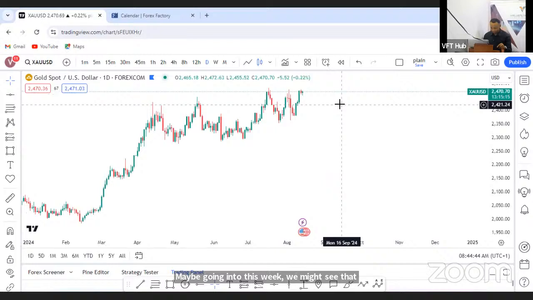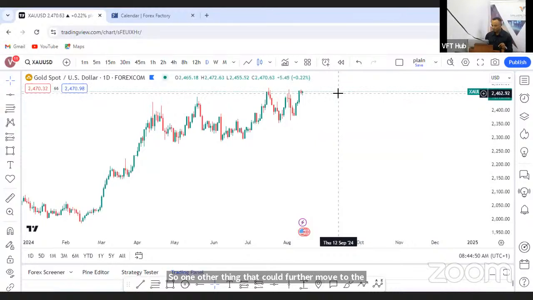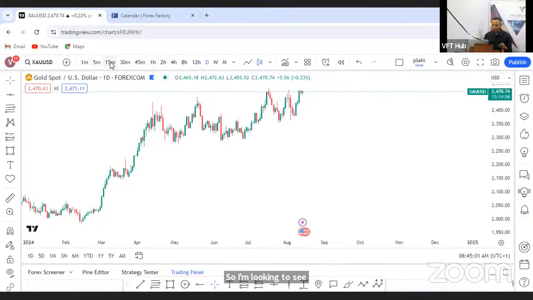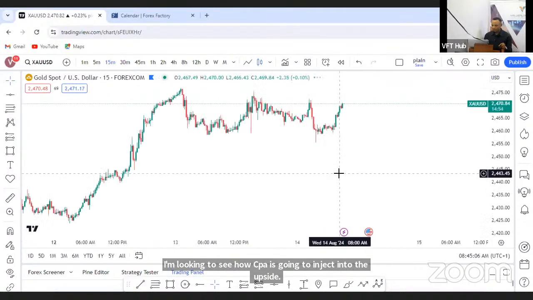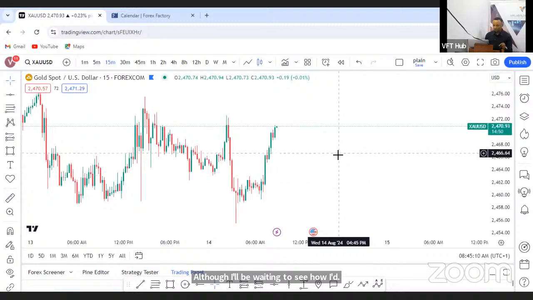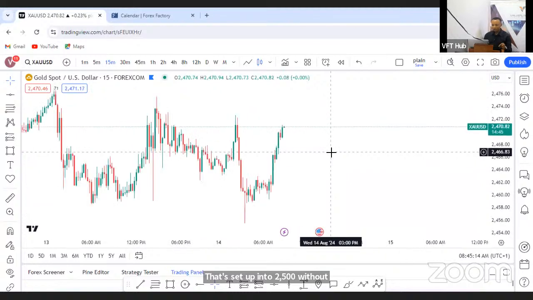One of the things that could fuel that move to the upside, because 2,500 is upwards of the current price of gold, is the news release today, the CPI news release. So I'm looking to see how CPI is going to inject liquidity for gold into the upside. Although I've been waiting to see how I would want to trade that setup into 2,500 without any injection from news release, so that it's not going to be chaotic.